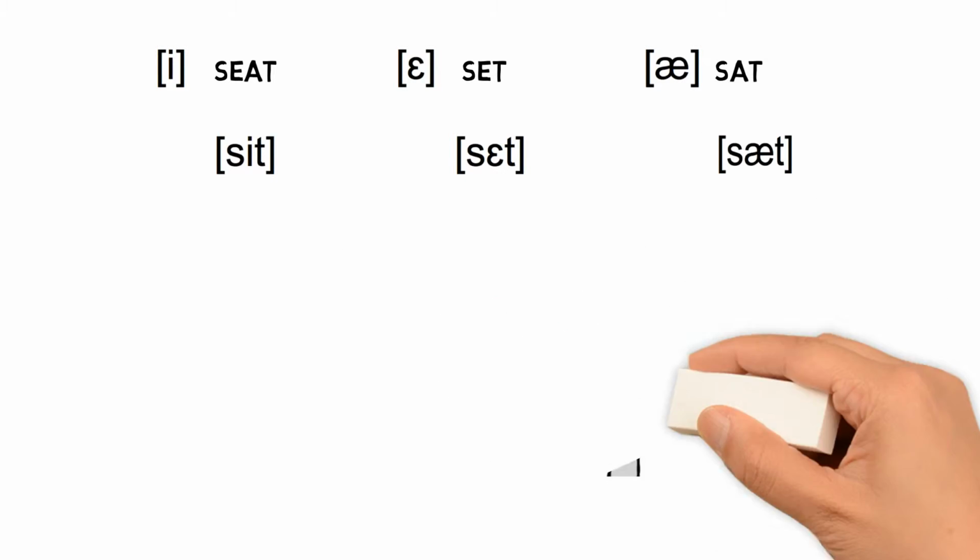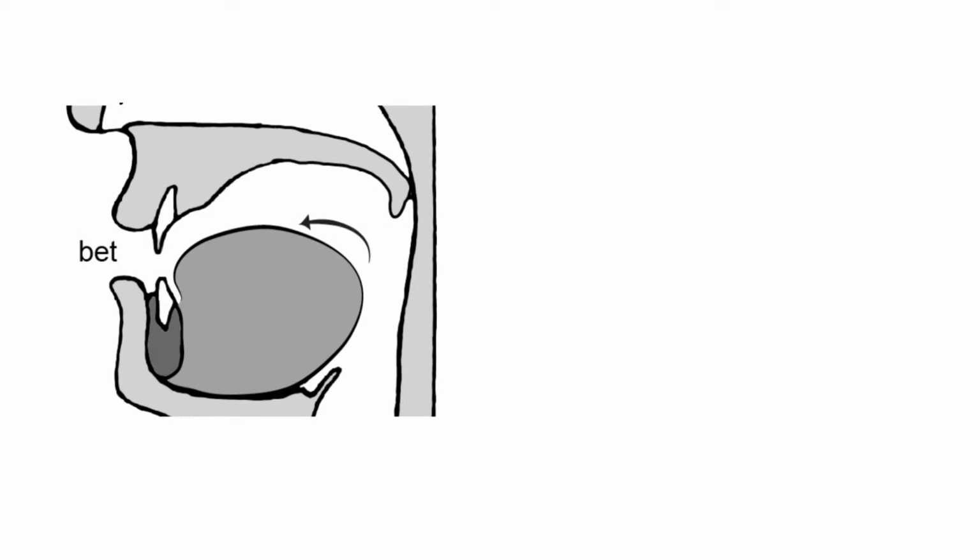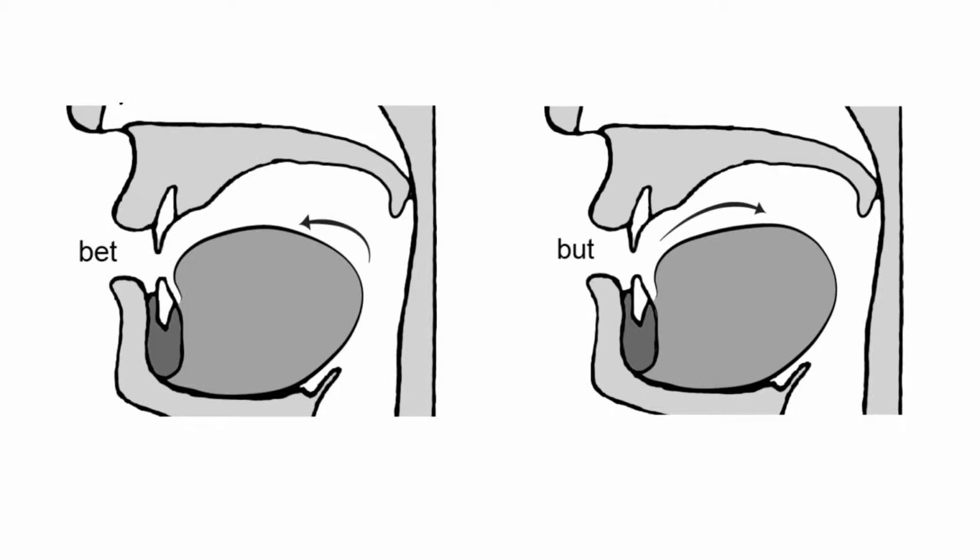Now, it can also go forward and back. Compare as in bet and as in but. Your tongue goes forward for bet and then pulls back for but. Now, if you'd like a much more in-depth discussion about vowel formation, check out some of the videos linked below, but for the beginning, that's about all you're going to need. So, with that said, let's get to some Arabic.